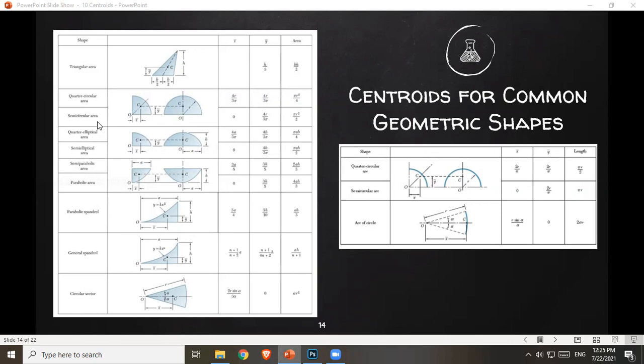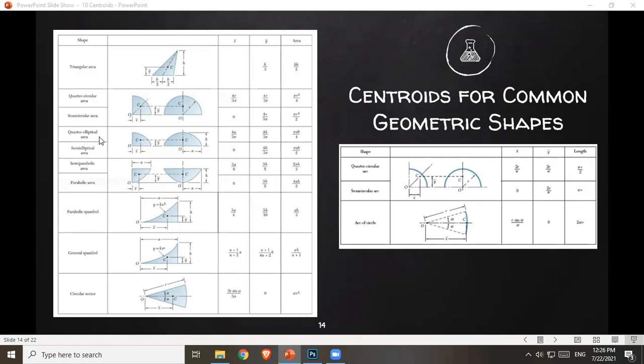Next, a semicircle. So you have a semicircle, right? If your reference axis is directly at the center, your axis of symmetry, x bar is just 0 because x bar is directly there. There's no distance from your referential y-axis. And then distance of your centroid from the base of your semicircle is 4r over 3 pi. And then area of a semicircle is just 1/2 pi r squared.